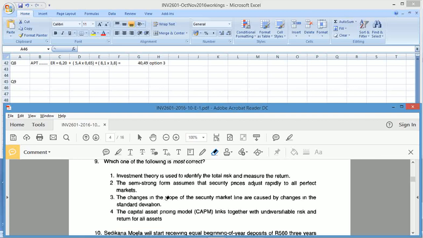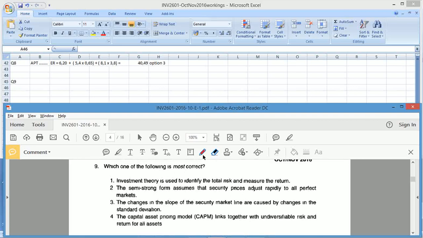Question 9 looks like theory. Okay, so which one of the following is most correct? Most correct meaning true. Investment theory is used to identify total risk and measure the return. No, it doesn't. It's looking at more than just that. The semi-strong form assumes that security prices adjust rapidly to all perfect markets. No, that wouldn't be semi-strong. The changes in slope of the security market line is caused by changes in the standard deviation.